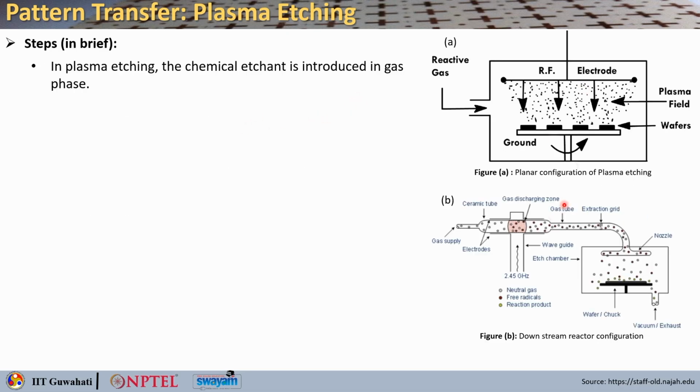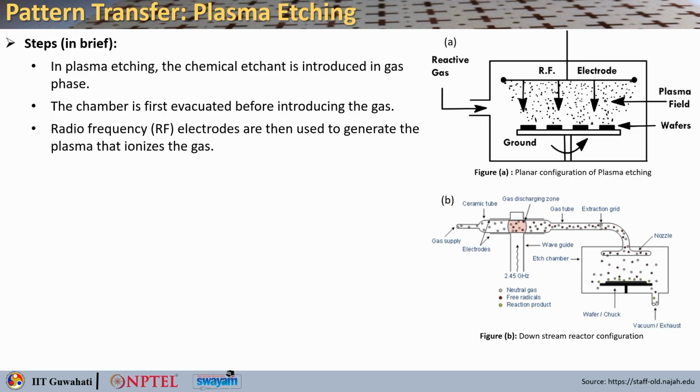Okay. So, here are more details. In plasma etching, the chemical etchant is introduced in gas phase, right. The chamber is first evacuated before introducing the gas. Then radio frequency electrodes are used to generate the plasma that could ionize the gas. And this ionized gas basically attacks the oxide layer, and therefore, it can remove the layer.